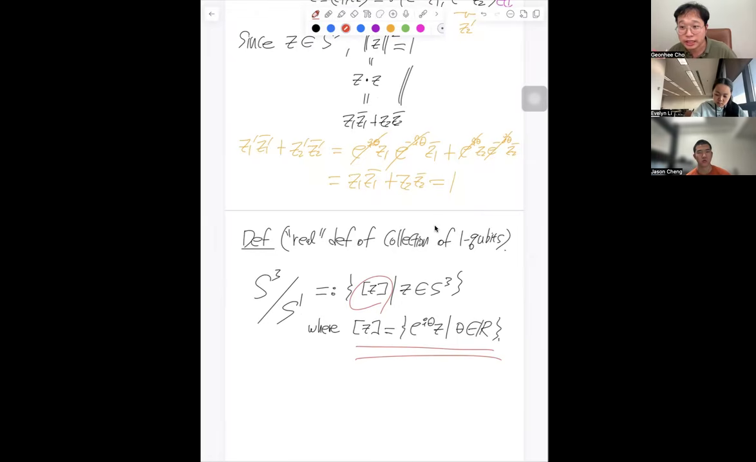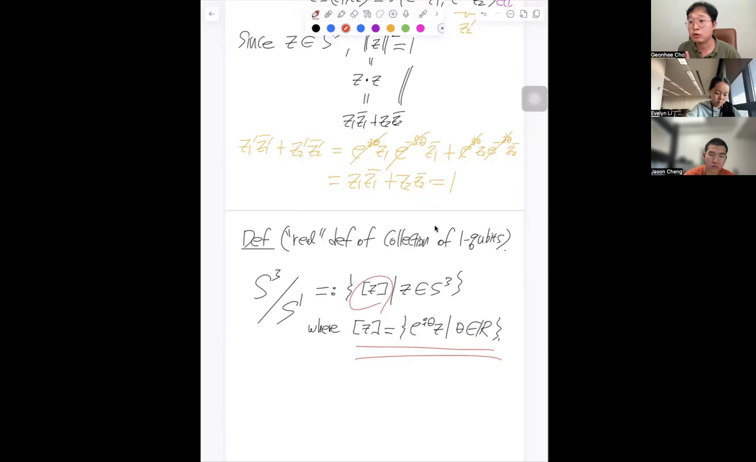This is now quite abstract. The notation S3 quotient out by S1 is a collection of sets, because the bracket of z is also another set. So the element itself is now a set. Is that okay with you? What does that mean? We fix one representative z and we make the circle, and we regard that as one element.